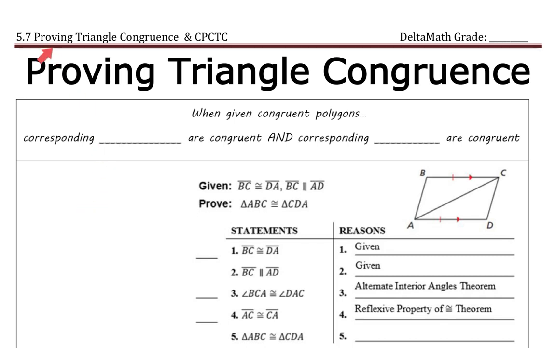Okay, kiddos, now let's talk about the last part of Unit 5. We're going to talk about proving triangles congruent. We talked about how we can prove that a triangle is congruent last time. We remember congruence means same size and same shape, right? And when we're given congruent polygons, we know they have the same size and the same shape.